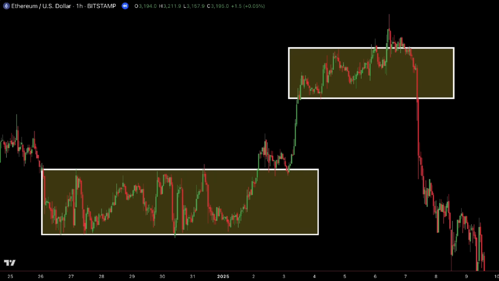Now that you understand how to read market structure like smart money, it's time to apply it to your charts.